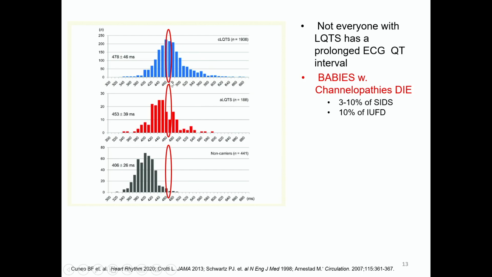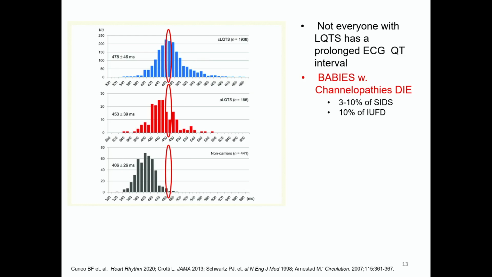And you see that we generally say 470 milliseconds is the cutoff for long QT. Anything above is long QT, anything below is not. But look at all these people here who have QT intervals that are less than what you'd suspect to find in a long QT patient. And babies with channelopathies die.